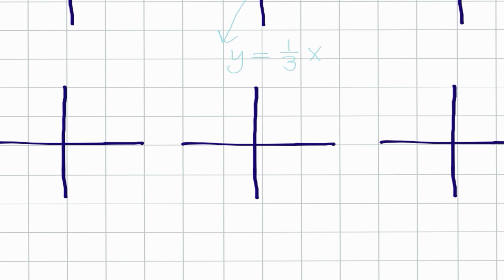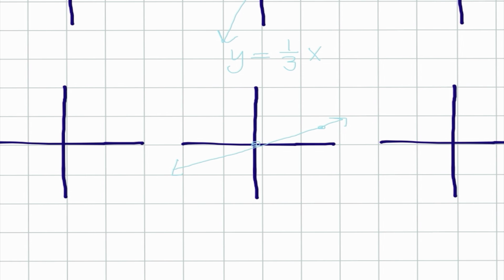And the final one that we're going to look at is if it was y equals 1/3 x. We know that this time that means I'm starting at the origin and I'm going up 1 and over 3. Okay, so my line's going to look something like this. And this is what we call a vertical shrink.